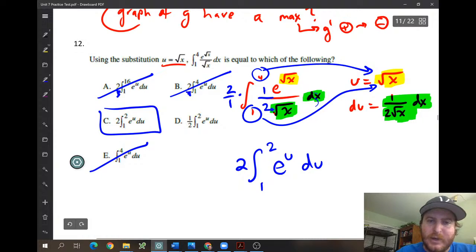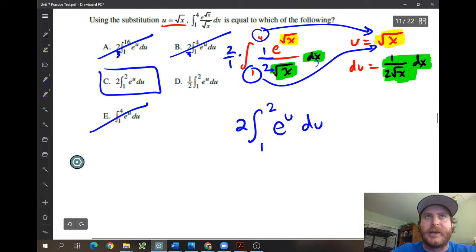But like I said, a lot of times on these, you can just say, okay, those are my proper endpoints, and it's got to be the 2. I would still double check it, but that's a hint.